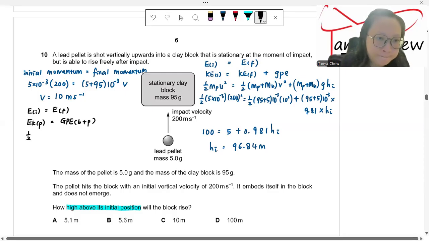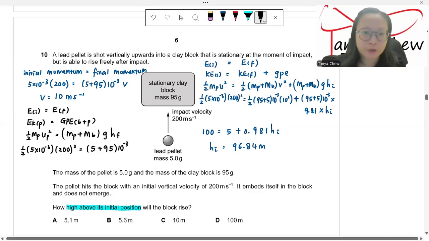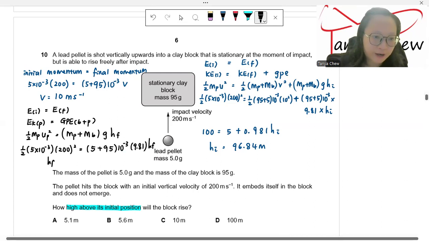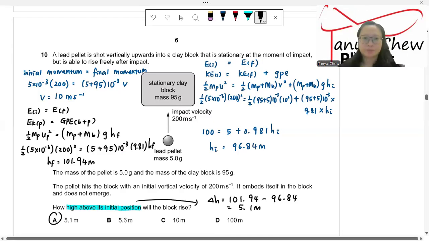So half m pallet u pallet square is equal to m pallet plus m block times G and H final. So half, 5 times 10 to the power negative 3, 200 square, is equal to 5 plus 95, 10 to the power negative 3, because I want to convert it to kilogram. G is 9.81, and find the final height. So you should get final height as 101.94 meter. So how high above the initial position? That is your delta H. 101.94 minus 96.84 meter, you are supposed to get 5.1 meter. A is the answer. Quite complicated, huh?